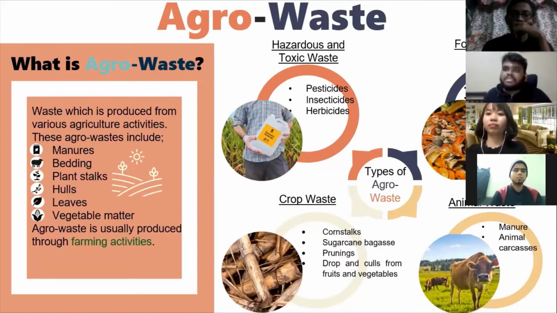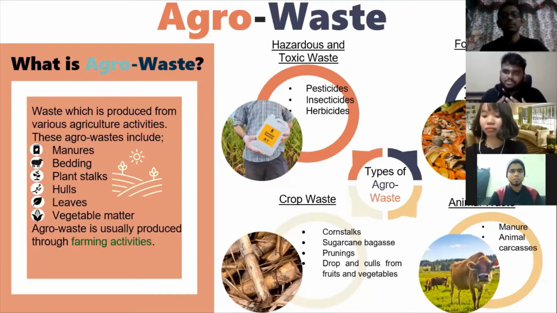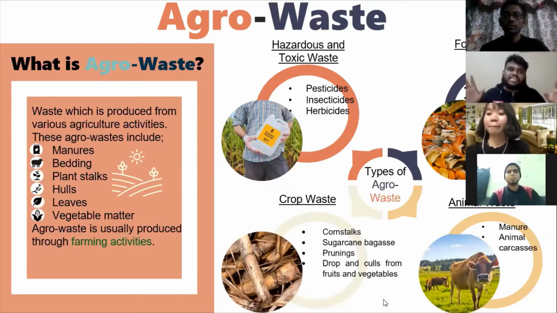Next is food processing waste, which comes from the canning industries and dry food industries. For example, in Malaysia, sardines usually have a long expiry date, but after they expire, what can we do? We just throw them away, and it becomes waste. In restaurants, leftover food is thrown away and becomes waste as well. The final type is animal waste, which is animal manure and animal carcasses. So these are the overview of agro waste.